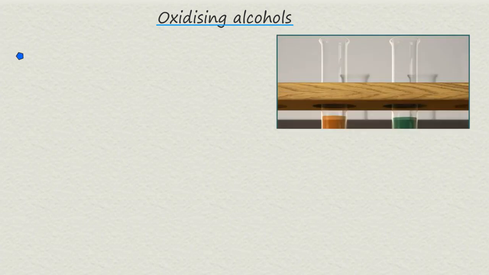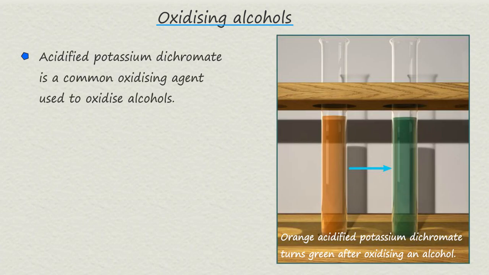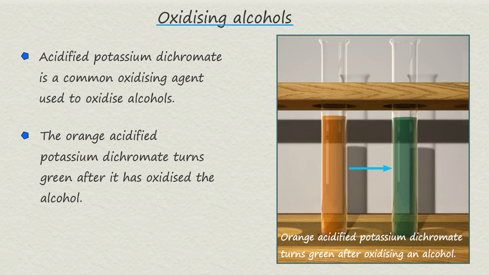A common oxidizing agent which is used to carry out these oxidation reactions is called acidified potassium dichromate. Now this oxidizing agent has a bright orange colour which changes to a vivid green colour after it has oxidized the alcohol to the carboxylic acid.